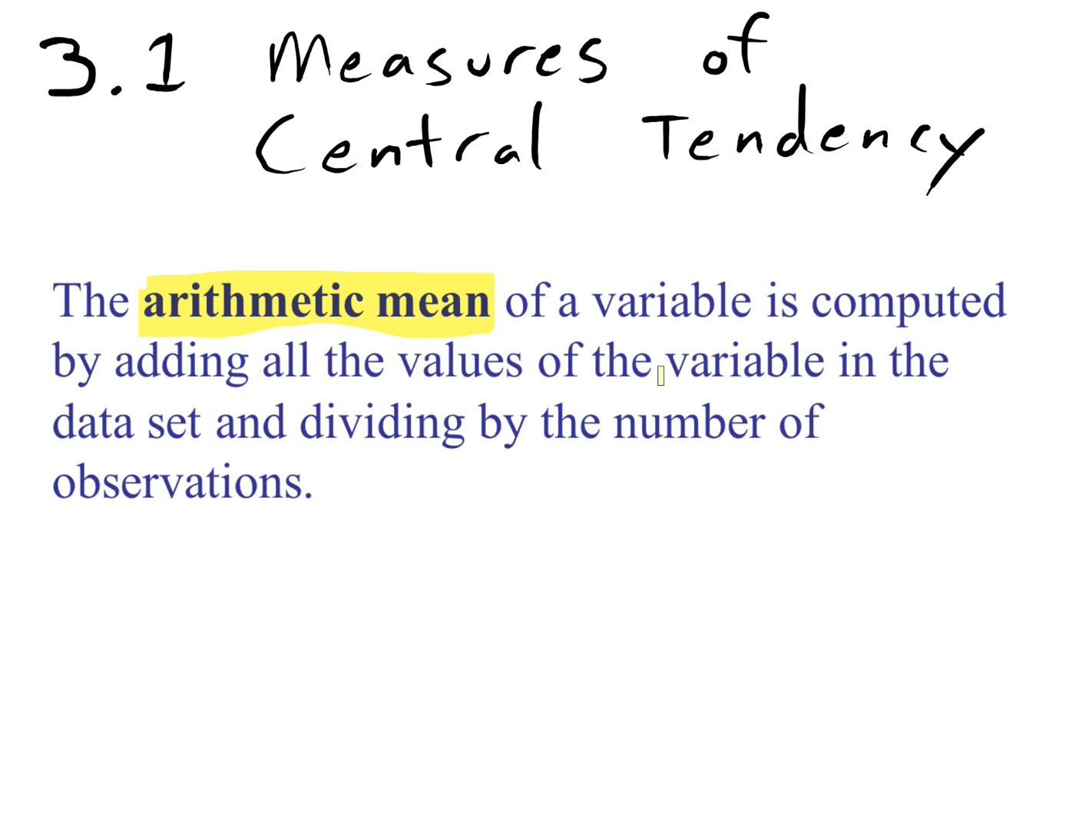And they talk about how you compute it by adding all the values and dividing by the number of observations. And they're putting this in the context of data, but really this is just the average of something. It's the mean, the average. They're the same thing. And so how do we find that? We add up all the values and we divide by the number of observations.